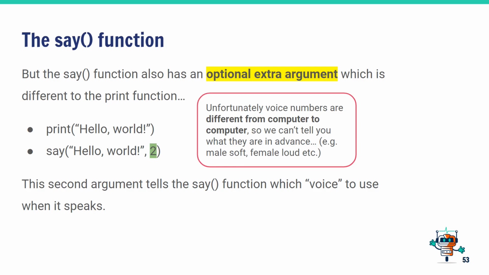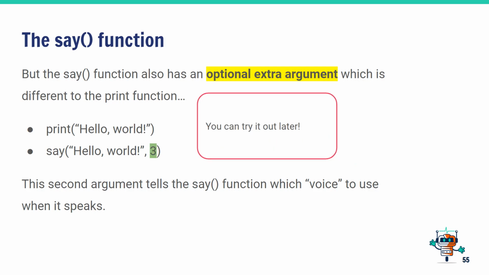Unfortunately, voice numbers are different from device to device, so we can't tell you in advance what 1 means or 2 means, etc. They're going to sound different from device to device. And you can try it out later when you do the code.